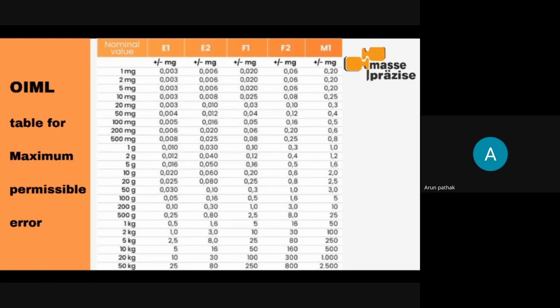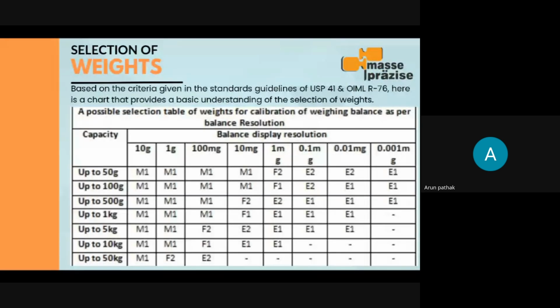On the basis of the application, weights can be selected, or weights can also be selected on the basis of the weighing balance you are using. So we have this table for selection of the weights up to 50 kg, what class of weight. You can see here, and you can also select the weight by the simple criteria that we discussed, that the accuracy of the weight should be one third of the accuracy of the weighing instrument.